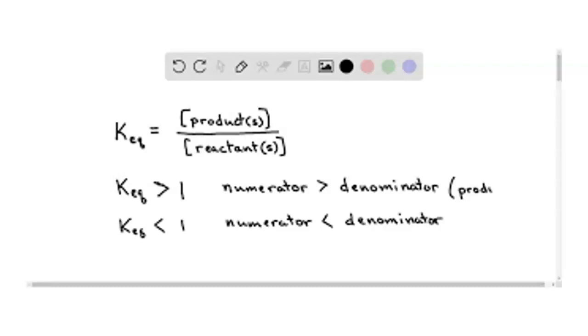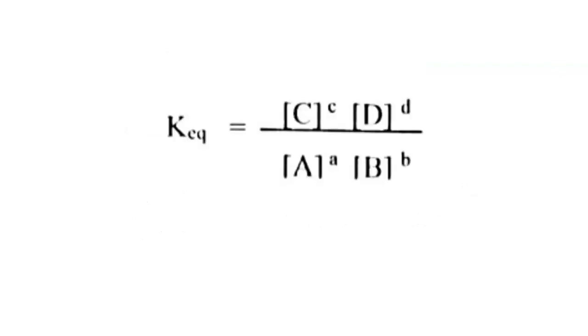If Keq is a large number, then the chemical equilibrium favors the formation of products, and there's going to be a large numerator. Vice versa, if Keq is a small number, chemical equilibrium is going to favor the formation of the reactants, and there's going to be a large denominator. So this is kind of an insight into that.